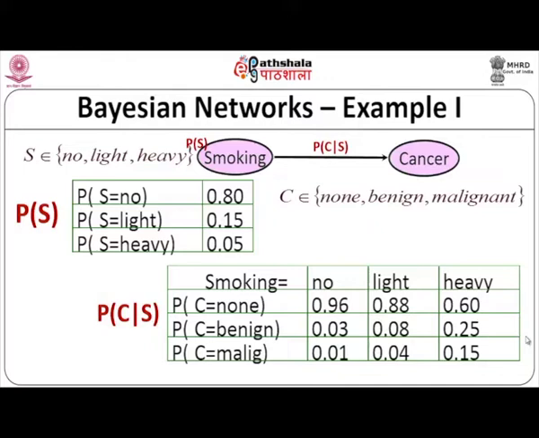So, you have two tables associated with these two nodes. Either it can be an independent probability table, in which case that particular node does not have a parent, or it is a conditional probability table if the node has a parent. So, this is the first step.